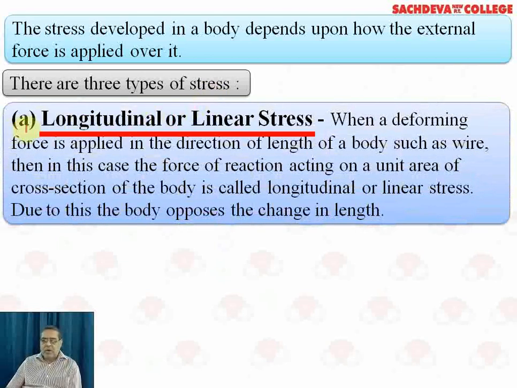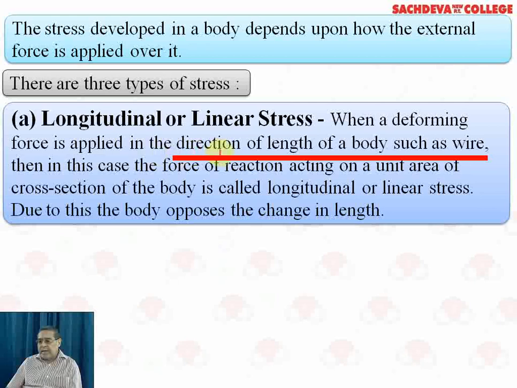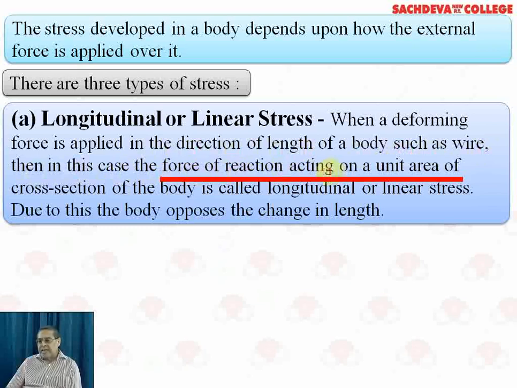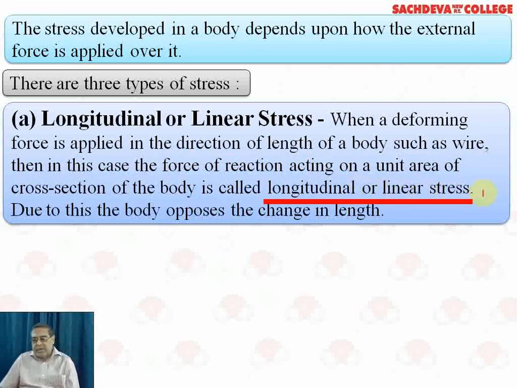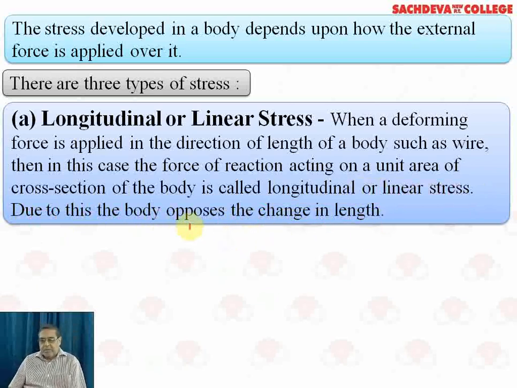So the first one is called the longitudinal or linear stress. So longitudinal or linear stress means the ratio of change in length and original length. So when a deforming force is applied in the direction of length of a body, such as a wire, then in this case, the force of reaction acting on a unit area of cross section of the body is called longitudinal or linear stress. Due to this, the body opposes the change in length.